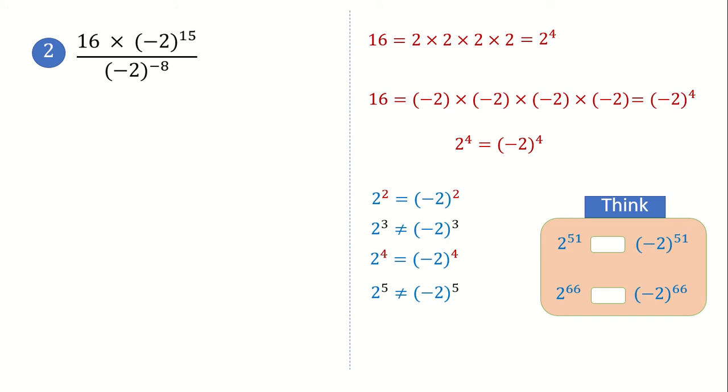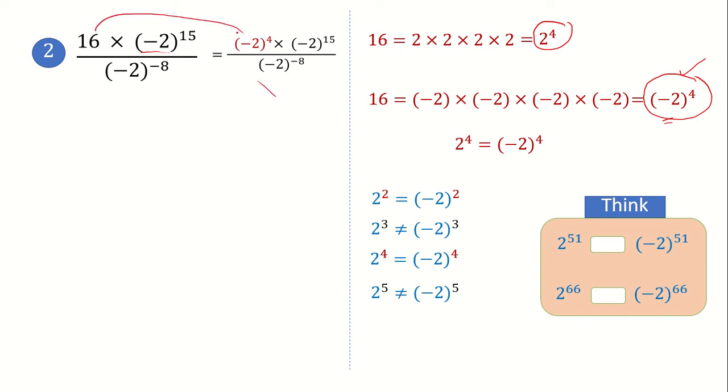Well, let's get back to our problem. So, since 16 can be 2 to the power of 4, or it can be negative 2 to the power of 4, which one should we take? Should we take this one, or we take this one? Yes, I think we will take this one, because actually even here we have got a negative. So let's take this one. So we will have 16 as negative 2 to the power of 4.